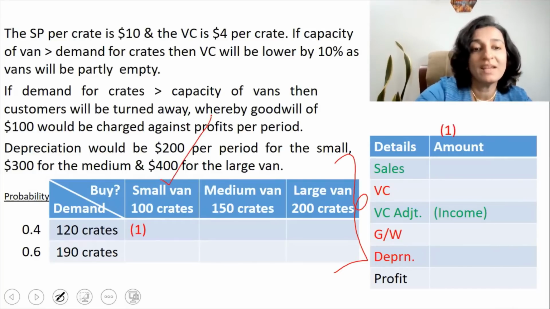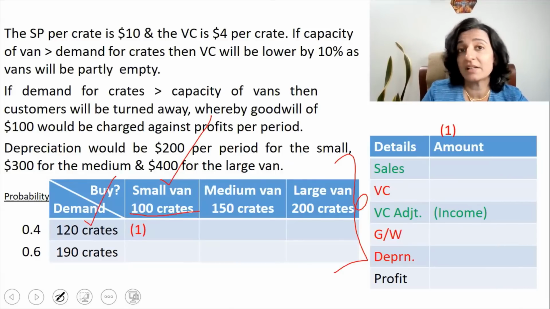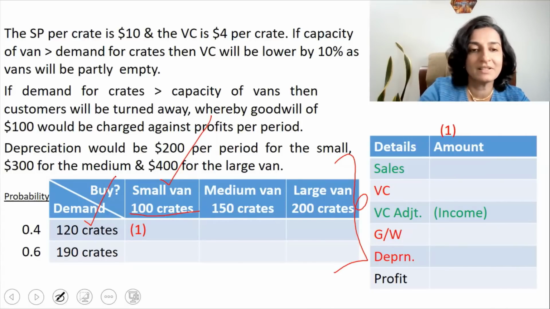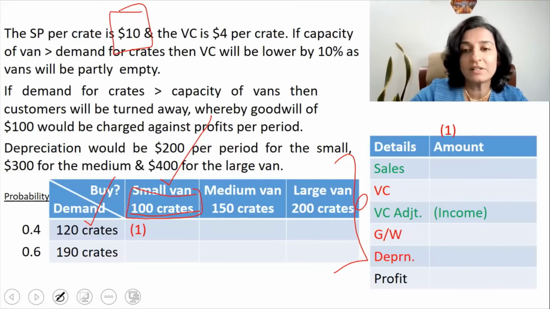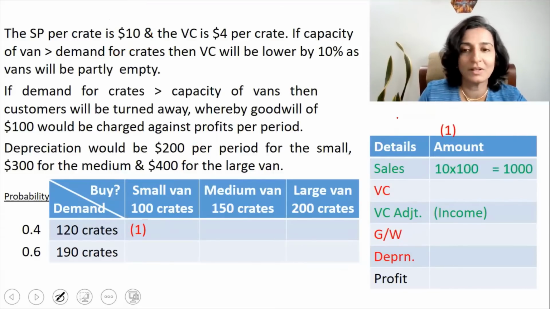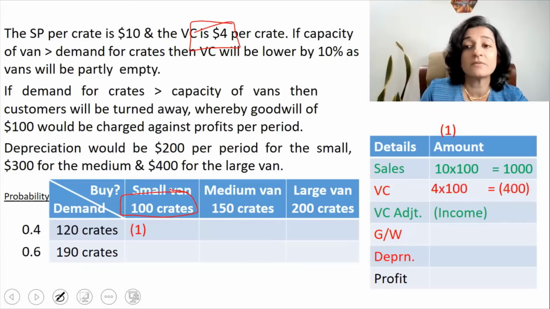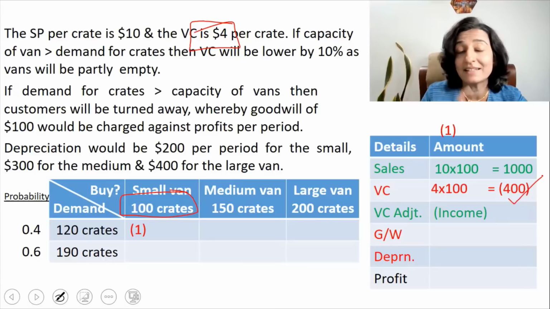Situation one is when we have a small van with a capacity of 100 crates and the demand is 120 crates. So the demand is higher than the capacity. So we will be able to sell the entire quantity of 100 crates. So 100 crates sold and the selling price is $10 per crate. So the sales will be 10 into 100 or $1,000. Coming to variable cost is $4 per crate and we are selling 100 crates. So variable cost is 4 into 100 or $400. And since it's an expense, I have written that in bracket.